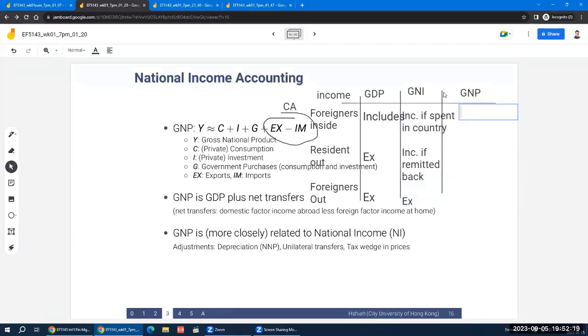And lastly, GNP, which is what we'll be working with. Foreigners inside, exclude all. So it's kind of a coarse approximation, right? And for residents outside, include all. And for foreigners outside, exclude.